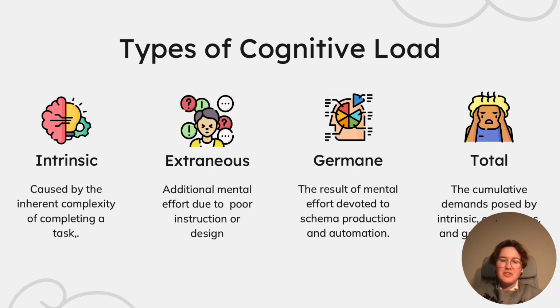Sweller proposed that cognitive load consists of 3 types: intrinsic, extraneous, and germane. Intrinsic load refers to the task's inherent complexity and how many elements must be processed simultaneously. Extraneous load is influenced by how the information is presented. Unclear or poorly structured presentation increases cognitive strain. Germane load is the mental effort used to convert new information into long-term knowledge. Total cognitive load is the combination of all 3. When it exceeds working memory's capacity, individuals experience cognitive overload.